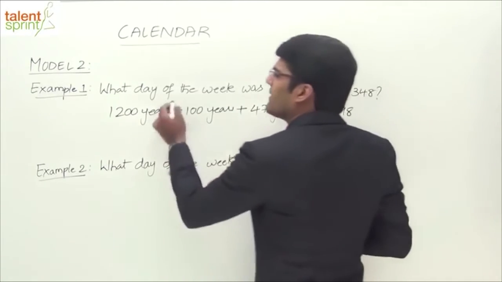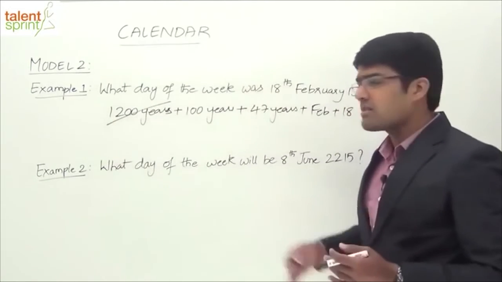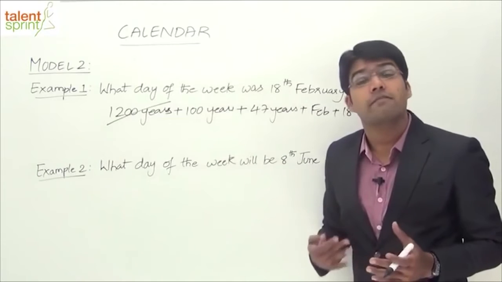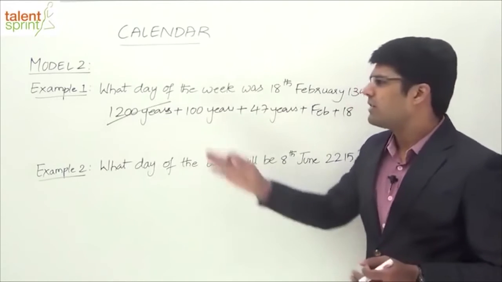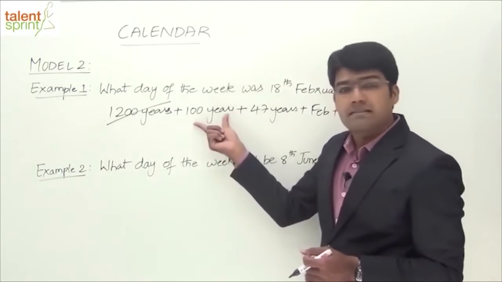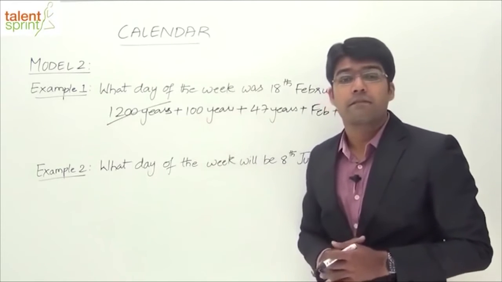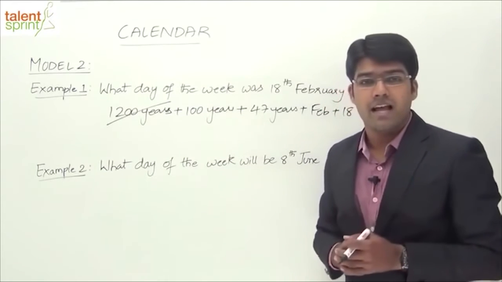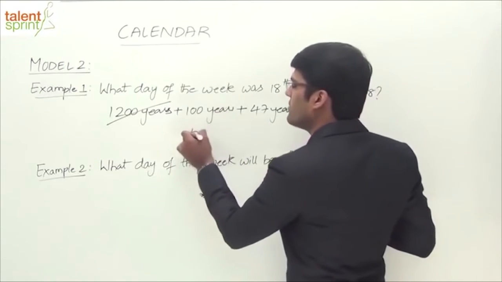Now we know that 1200 years will have 0 odd days, because it is a multiple of 400, and every 400 years we get 0 odd days. So that is 0 odd days. 100 years, as we have discussed in the introduction, will have 5 odd days, right? So this will be equal to 5 odd days.